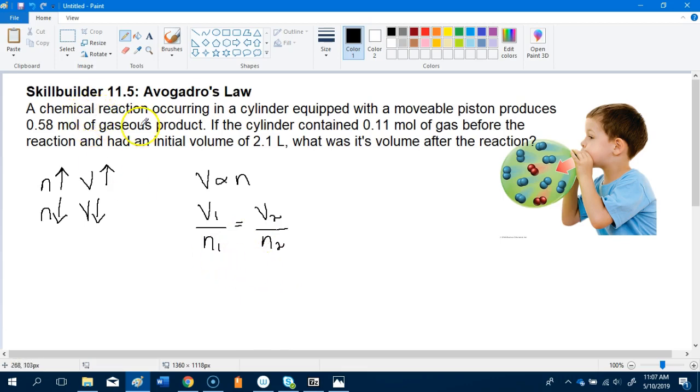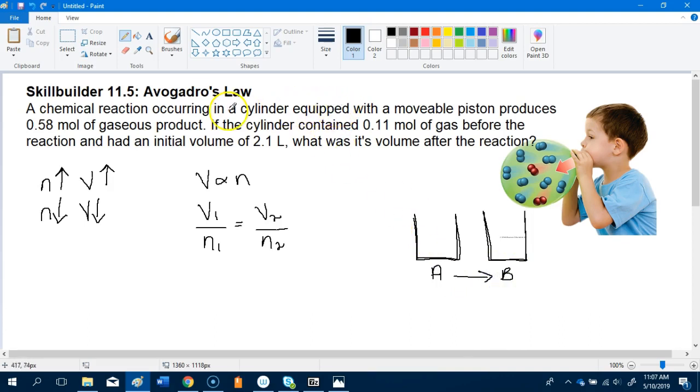In this example, we have a chemical reaction occurring in a cylinder equipped with a movable piston, and the reaction produces 0.58 moles of gaseous product. If the cylinder contained 0.11 moles of gas before the reaction and had an initial volume of 2.1 liters, what's its volume after the reaction? I like to draw this out because sometimes it's hard to picture the before and after of a cylinder with a piston. So I'm just going to put my cylinders here. Cylinder A is the before and cylinder B is the after.